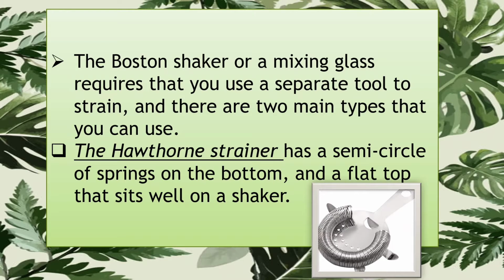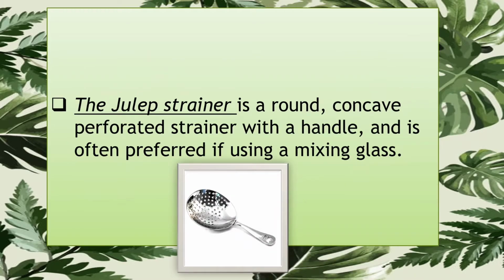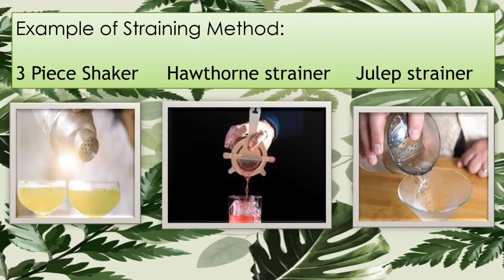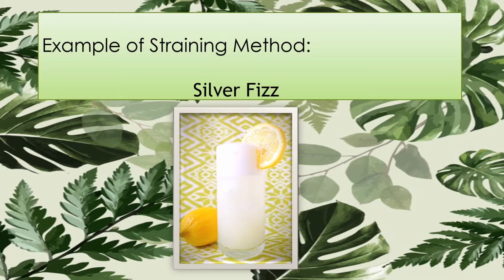The 3-piece shaker is the easiest to work with because the strainer is built into the lid of the shaker. The Boston shaker or a mixing glass requires that you use a separate tool to strain, and there are two main types that you can use. The Hawthorne strainer has a semicircle spring on the bottom and a flat top that sits well on a shaker. The Julep strainer is a round, concave perforated strainer with a handle and is often preferred if using a mixing glass. Example of cocktail using straining method: Silver Fizz.